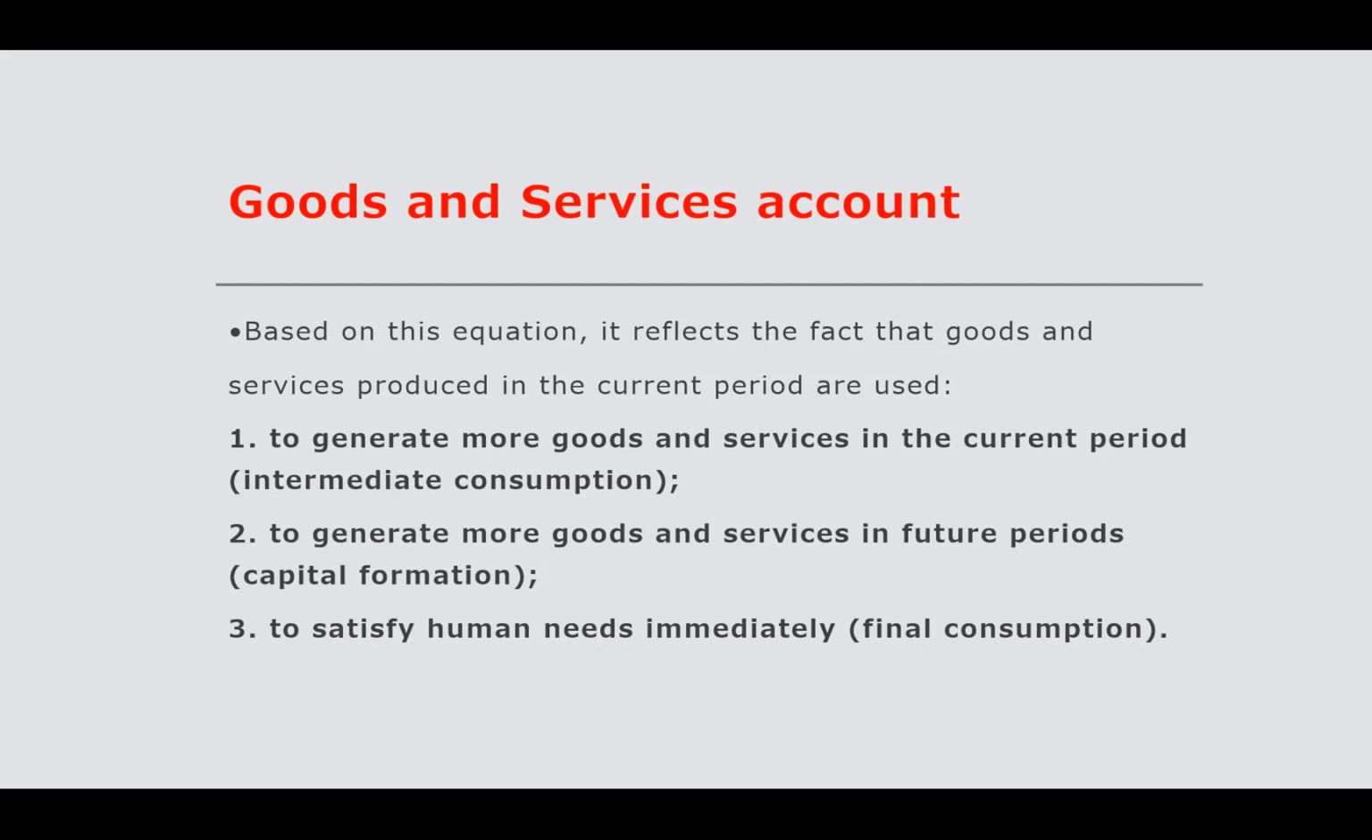So based on this equation, it reflects the fact that goods and services produced in the current period are used to generate more goods and services in the current period, which is called intermediate consumption, to generate more goods and services in future periods, capital formation, and to satisfy human needs immediately, final consumption.